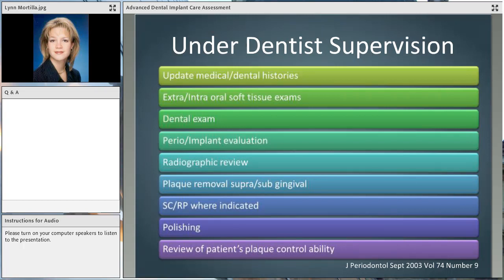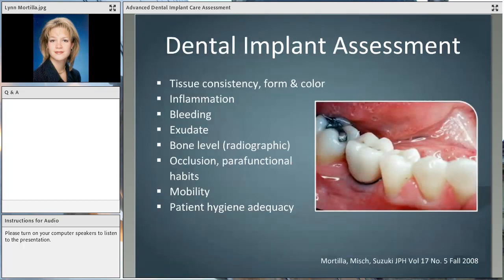The whole maintenance phase happens under dentist supervision, and we know that auxiliaries are very empowered and very educated to know what needs to happen during those appointments. And what we're really going to focus on tonight, and we're going to get into now, is the protocols. It's the protocols of doing the different examinations and assessments so that you can collect the data, share it with the dentist, and ultimately decide how the implant is doing. At the end of the presentation, there are going to be some downloadable handouts, and one of them that you're going to be able to download is the implant assessment form, which I'm going to have up on the screen here in just a minute.